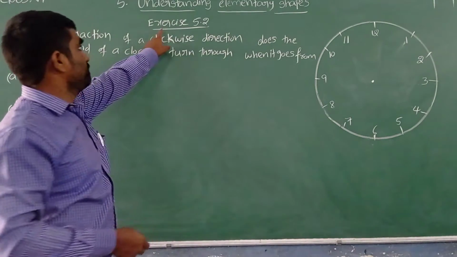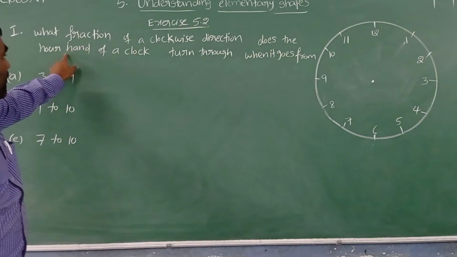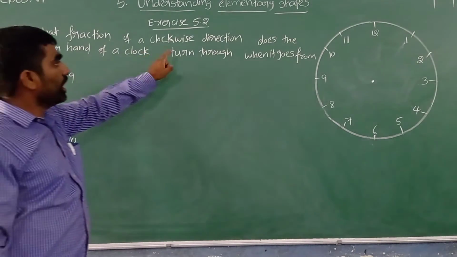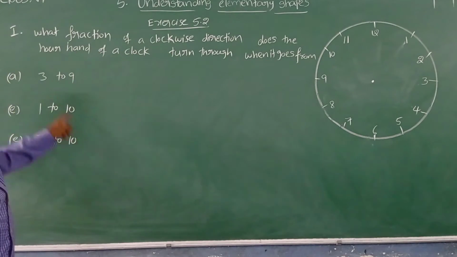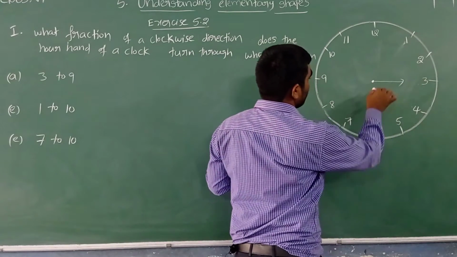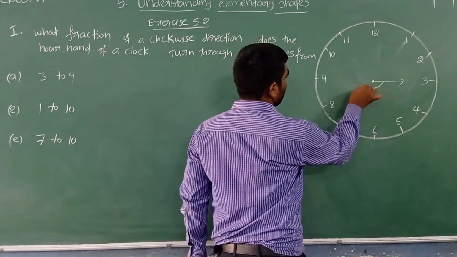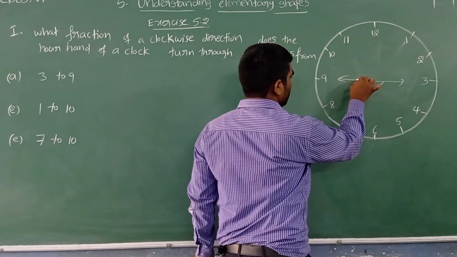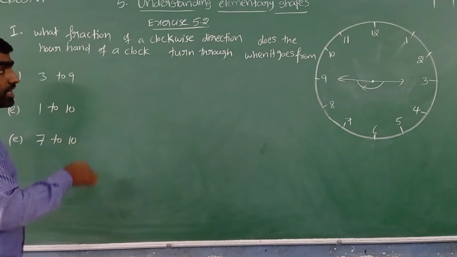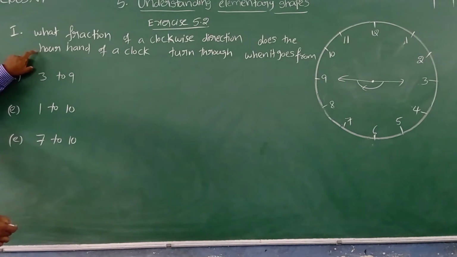Yes, children, now we will see exercise 5.2 more. First bit, they are asking what fraction of a revolution in the clockwise direction the hour hand of a clock turns through when it goes from 3 to 9. The hour hand is now at 3 and it is going to turn clockwise up to 9. They are asking what fraction of a revolution this hour hand is going to turn.